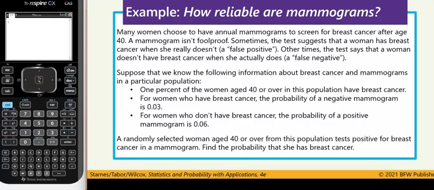So for women who have breast cancer, that's conditional. This is the second branch. The probability of a negative mammogram is 3%. For women who don't have breast cancer, that 99% of folks, the probability of a positive mammogram is 6%.